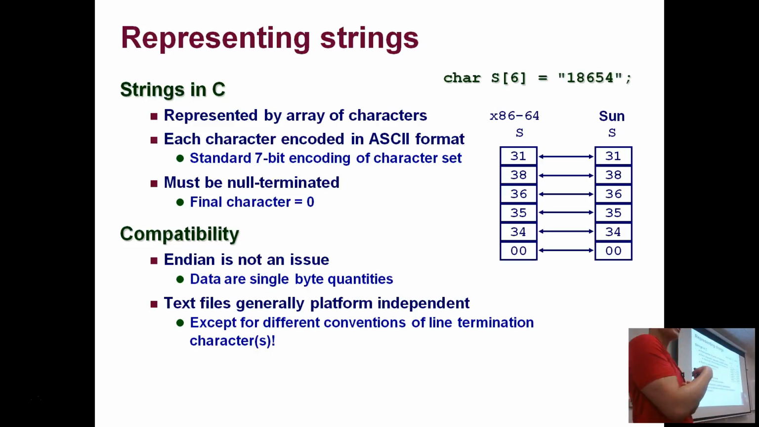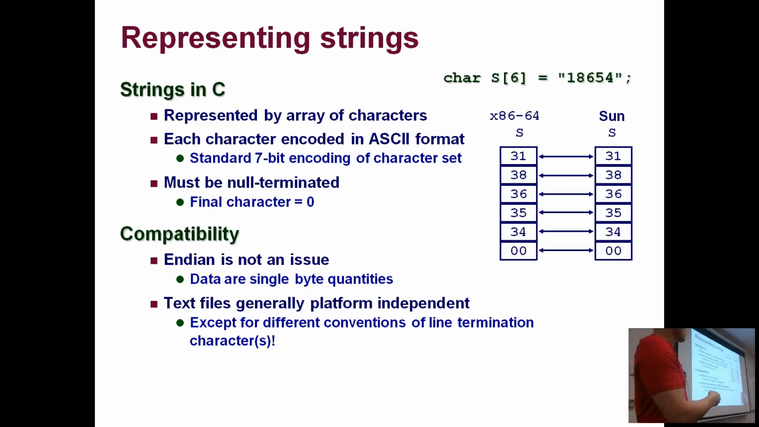Okay. Representing strings. A string is represented by an array of characters, and it's terminated by a null character. So every string in C has all of these ASCII codes followed by a null byte. They're encoded using this ASCII format, which is that 7-bit encoding we mentioned earlier. And because you're storing characters one byte at a time, you don't have the endian issue that you had with a word-sized piece of data like the integer or the address.